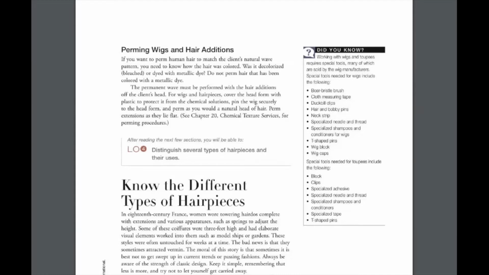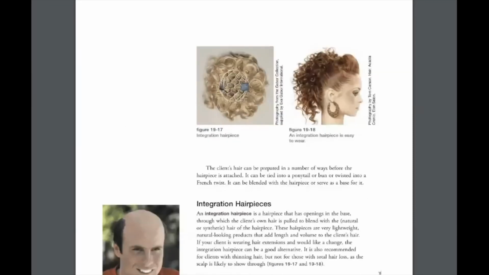So there are two different hair pieces. You have the integration hair piece and you have a toupee. The integration hair piece has openings in the base through which the client's own hair is pulled to blend with the synthetic hair of the hair piece. Your toupee is a small wig used to cover the top and crown of the head.